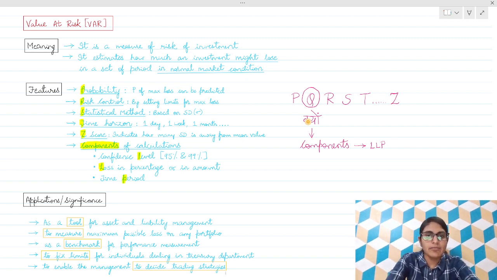Probability of maximum loss can be predicted. Risk control by setting limits for maximum loss. Statistical method is based on standard deviation. Time horizon, that is 1 day, 1 week, 1 month, for what period you are calculating. Z score indicates how many standard deviations away from the mean value. Components: confidence level, loss in percentage, and time period.